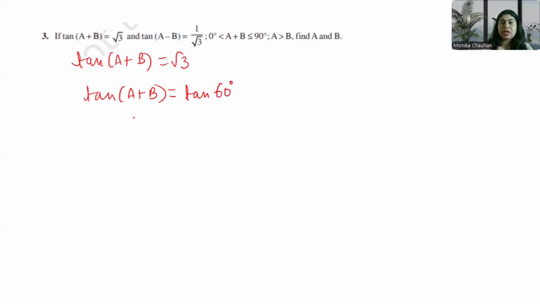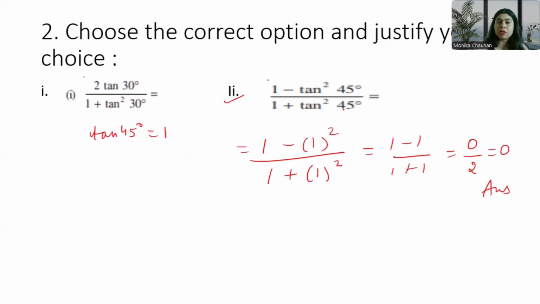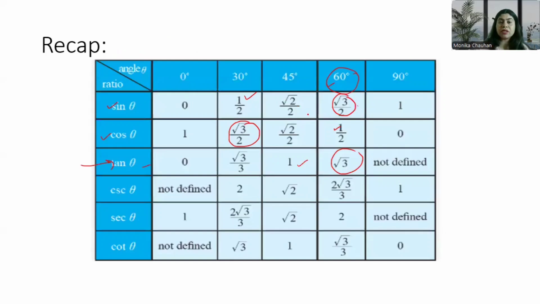Now, from both sides, I know this is tan and tan. So that means A plus B is equal to 60 degree, and I can write this as my first equation. I hope you have understood how we have done. There was a condition given in the question, so we referred to the trigonometric table where tan is root 3, which is tan 60 degree. Now the second part, tan(A minus B) is equal to 1 upon root 3. When it is 1 upon root 3, you go back and check again. This is the one, 1 upon root 3, and that is 30 degree.